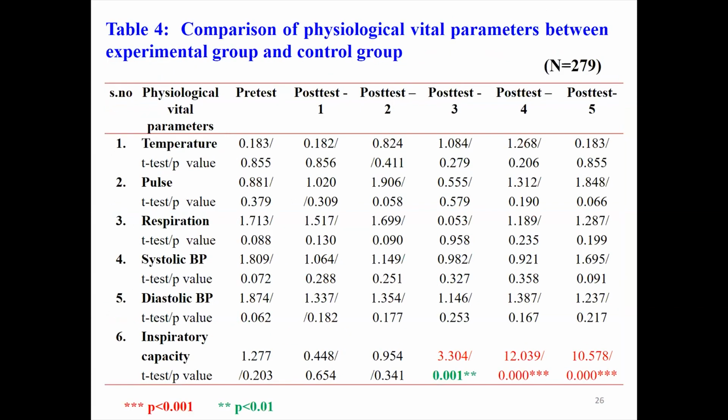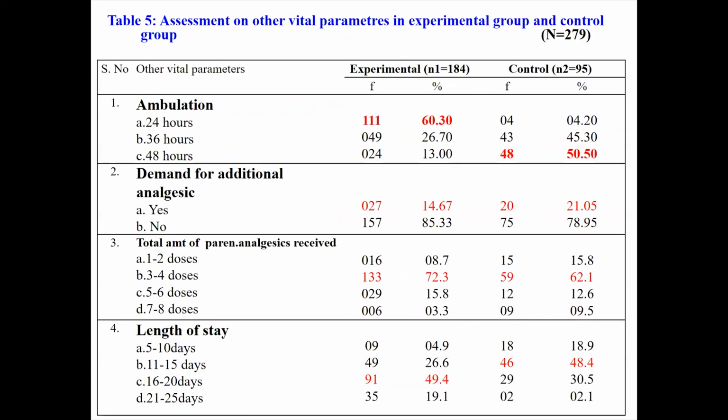Further, the statistical test, which describes the difference between the experimental and the control group, revealed the inspiratory capacity had a very significant finding between the experimental group who used the incentive spirometry as compared to the control group. The ambulation: in the experimental group majority ambulated within 24 hours after surgery, whereas in control group, only after 48 hours, majority have ambulated.